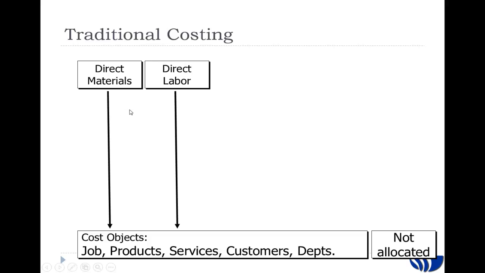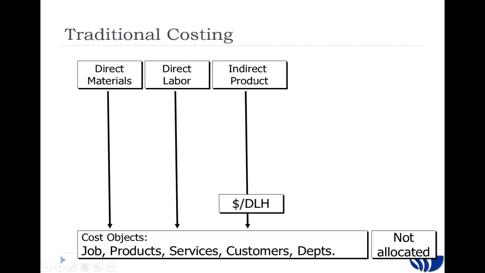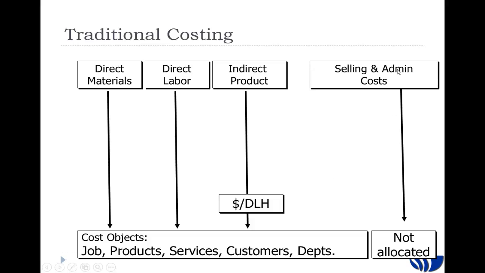only the direct product cost. And then the indirect product costs, we lump those all together, that's like the utilities, and we assign those in proportion to one cost driver. So it could be direct labor hours, right? We calculate this predetermined overhead rate and then allocate the costs in proportion to the amount of direct labor hours used. And then the selling and administrative costs are not allocated. All right, so that's a theoretical overview.